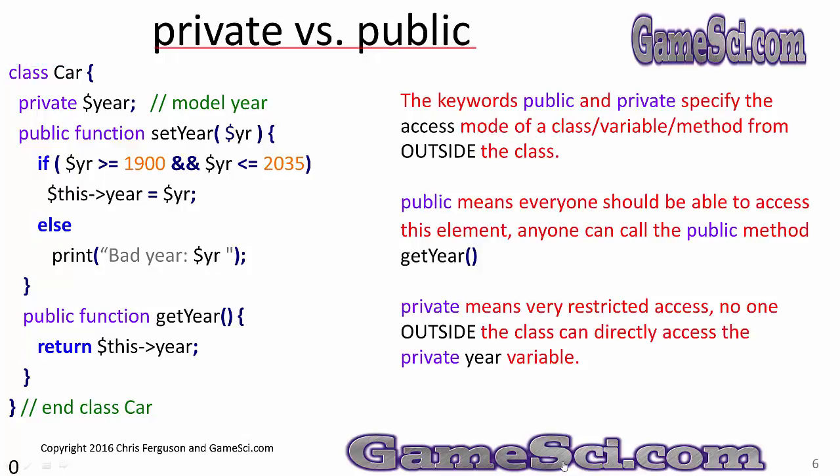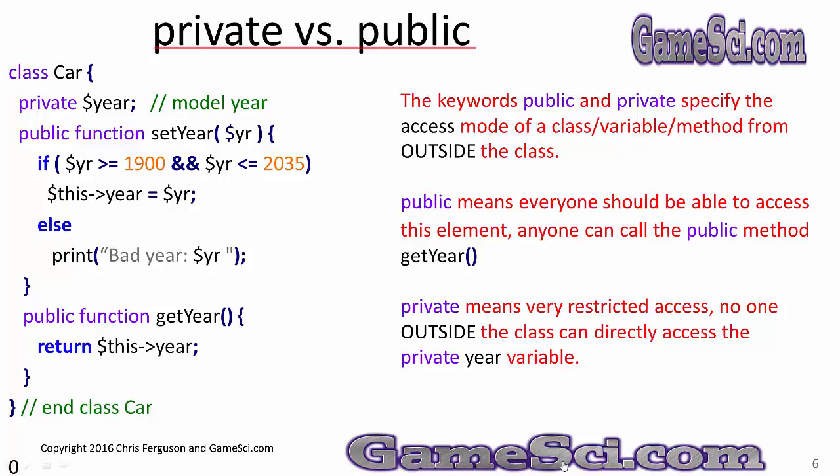The keywords public and private specify the access mode of a variable or method from outside the class. Public means everyone should be able to access this element. Anyone can call a public method, getYear, in this example. Private means very restricted access. No one outside the class can directly access the private year variable.